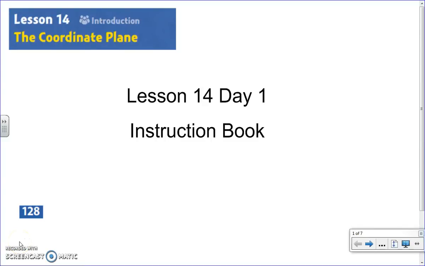This is Mr. Gillum, and today we're going to be moving on to Lesson 14, Day 1, your instruction book on page 128, and we're going to be learning about the coordinate plane.